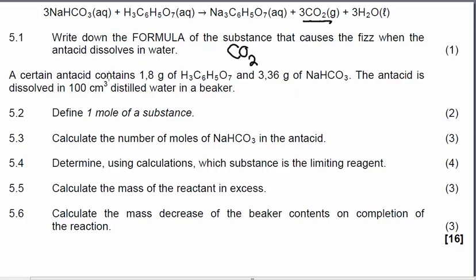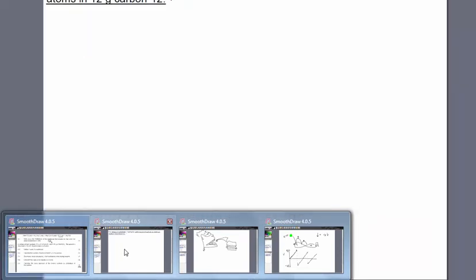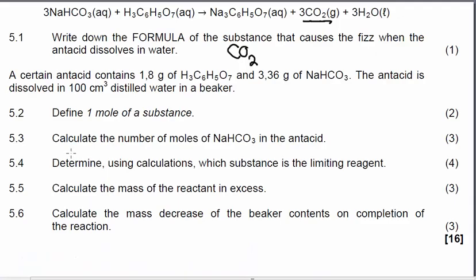Then it says a certain antacid contains 1,8 grams of H3C6H5O7 and 3,36 grams of NaHCO3. The antacid is dissolved in 100 cubic centimeters of distilled water in a beaker. Now, they love asking this question, define 1 mole of a substance. We know that a mole of a substance is this amount of substance having the same number of particles as there are atoms in 12 grams of carbon-12. But let's go back to our question and just check the next one.